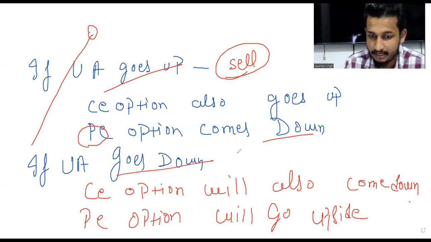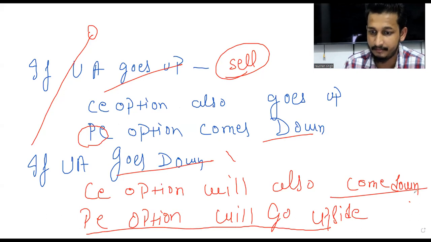Look here: if the market is coming downside, what should I buy? C or P? Still some people are saying C. Everything is written in front of you, but still some people are saying C. It's P, right? We will buy put options.